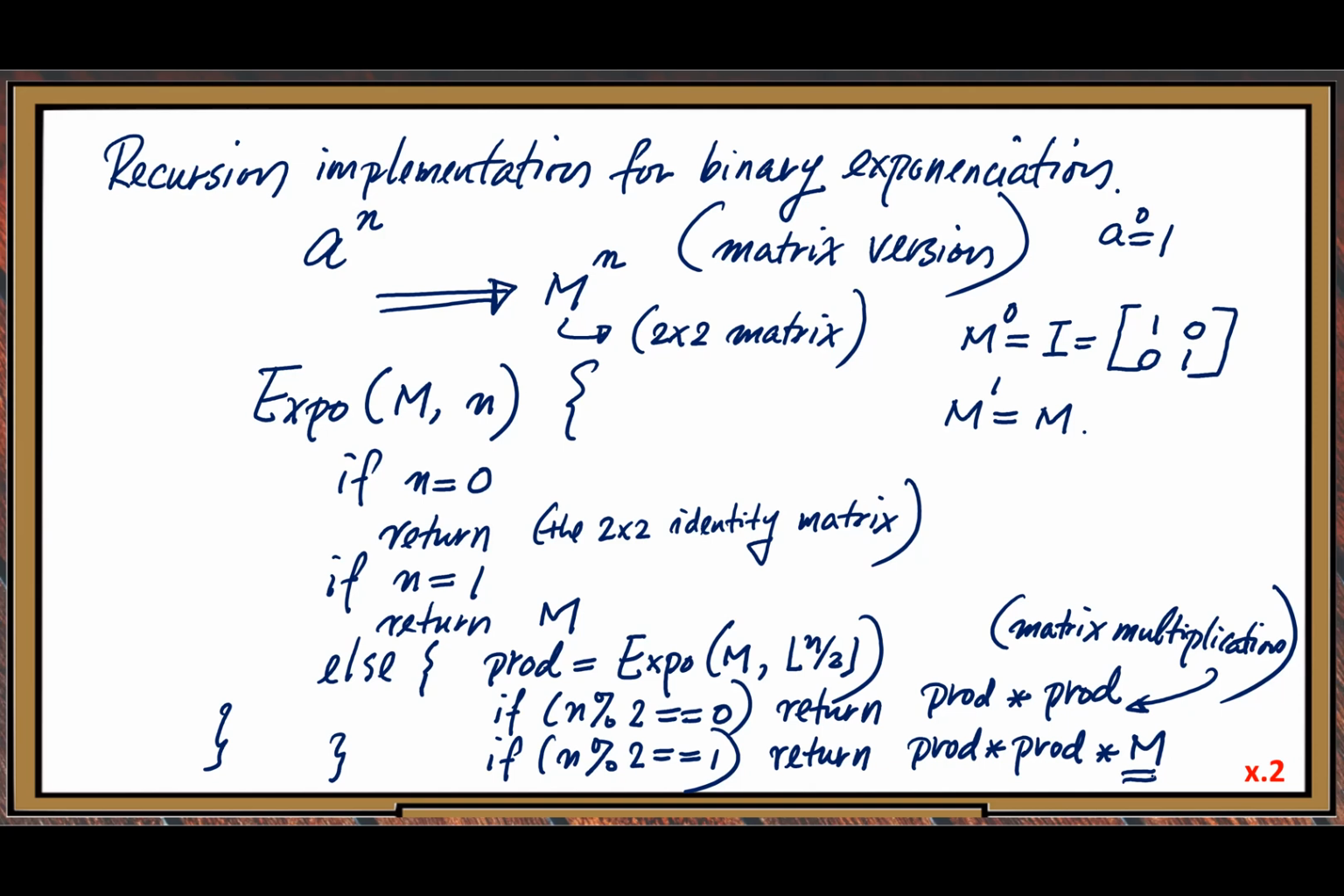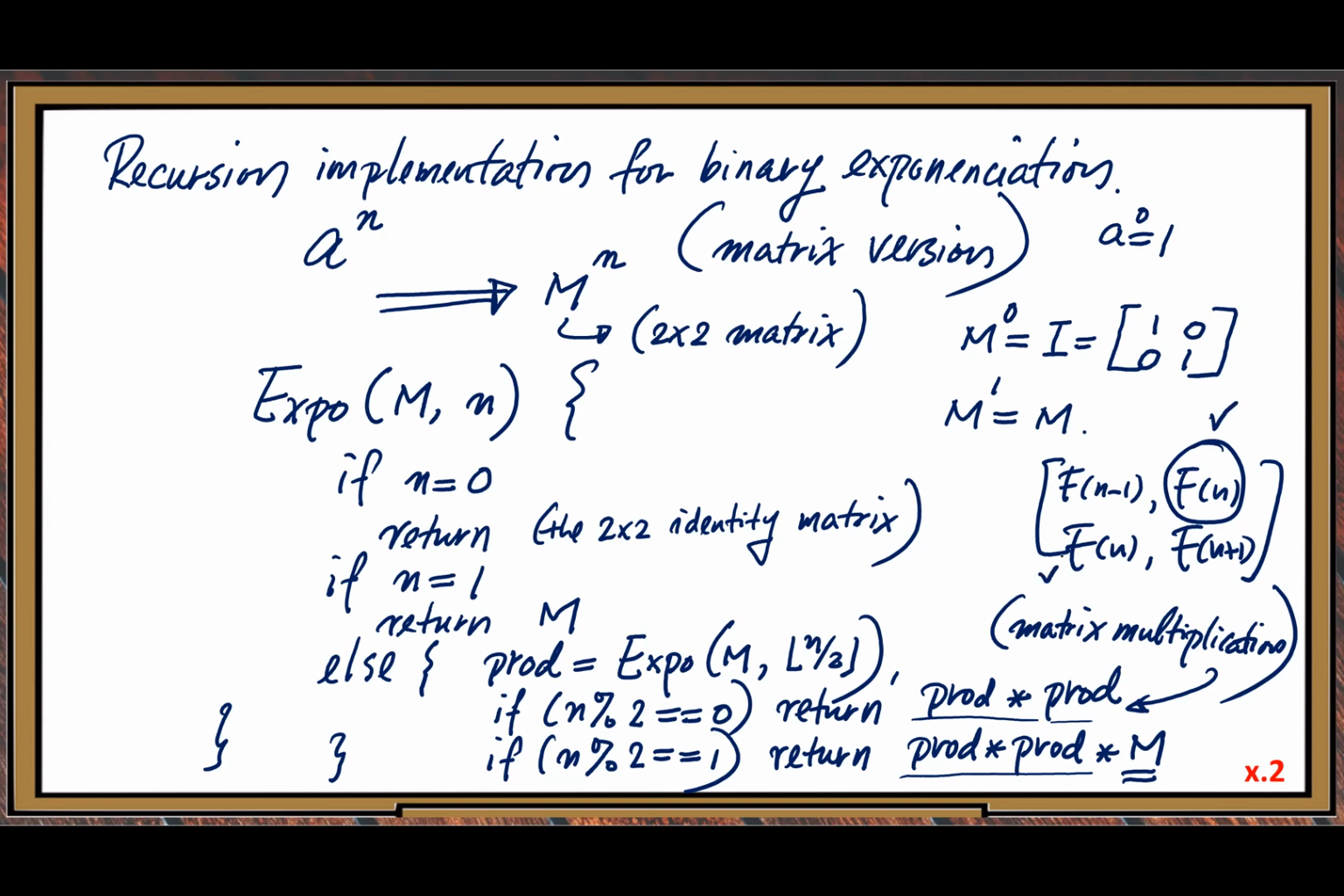So you can calculate product by product. In the even case, you just return that product. For the odd case, you need to multiply an extra m on top of it. In this way, you can implement matrix binary exponentiation. After you get the result matrix, that is f of n minus 1, f of n, f of n, f of n plus 1, you can extract f of n from this position or this position. Same value. That's your Fibonacci number, the final answer.